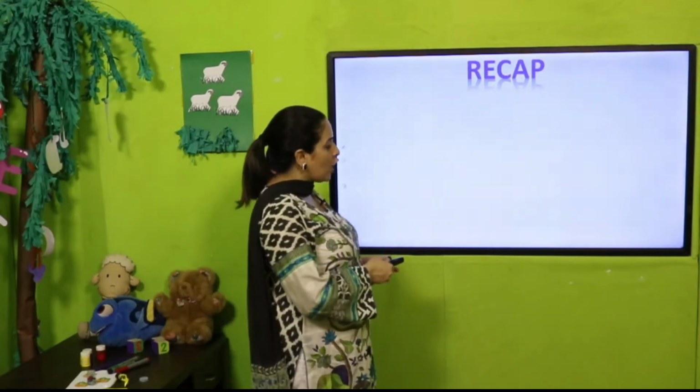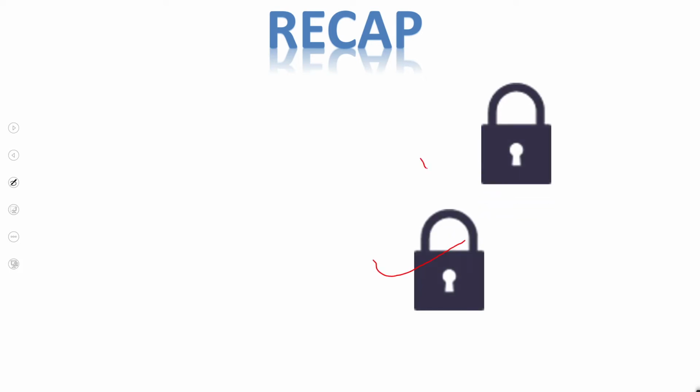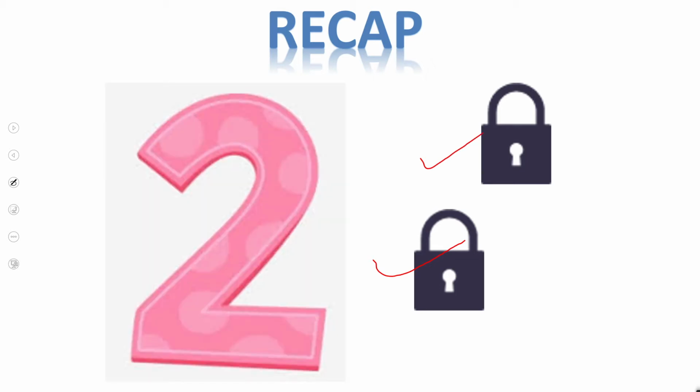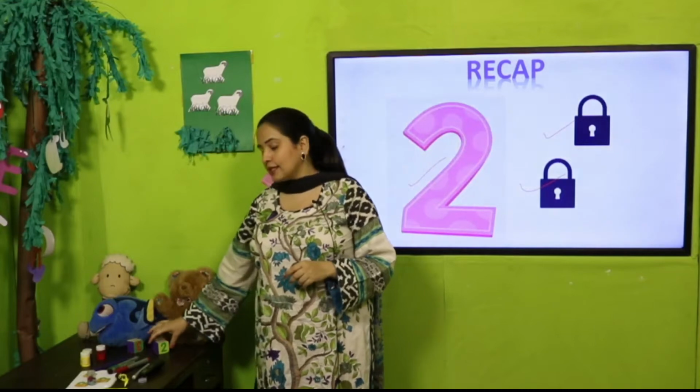So let's see how many blocks do I have over here. 1. Very good. And 2. Perfect. And which digit is this? It's number 2. Very good. So you remember this very well. I am impressed. So let's see what we are going to learn today. Let's begin with our counting once again.